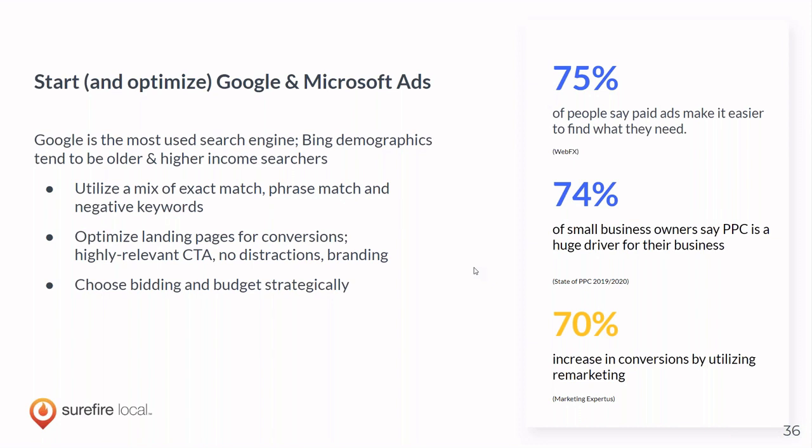Utilize a mix of exact match, phrase match, and negative keywords. Exact match is the exact phrase you want to target, the combination of words you think most of your customers are typing into a search engine. Phrase match is a more generalized version of that, maybe not the exact words. And negative keywords are those terms you want your business to stay clear away from when people search.